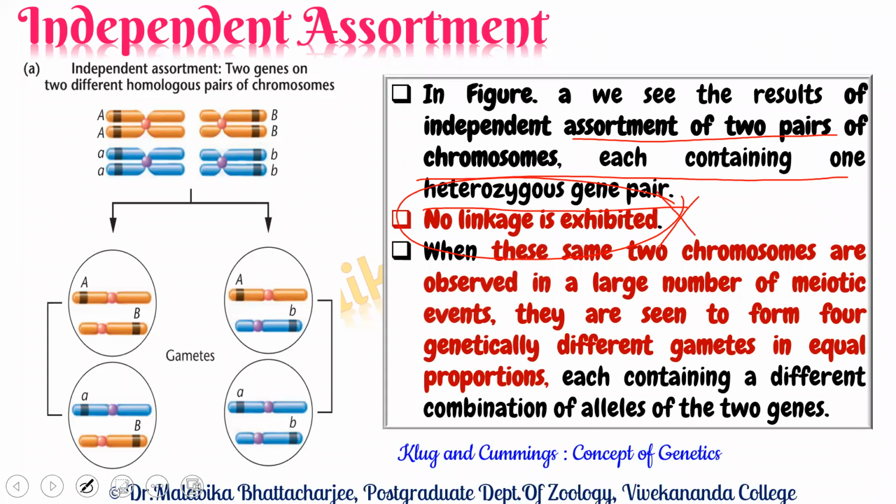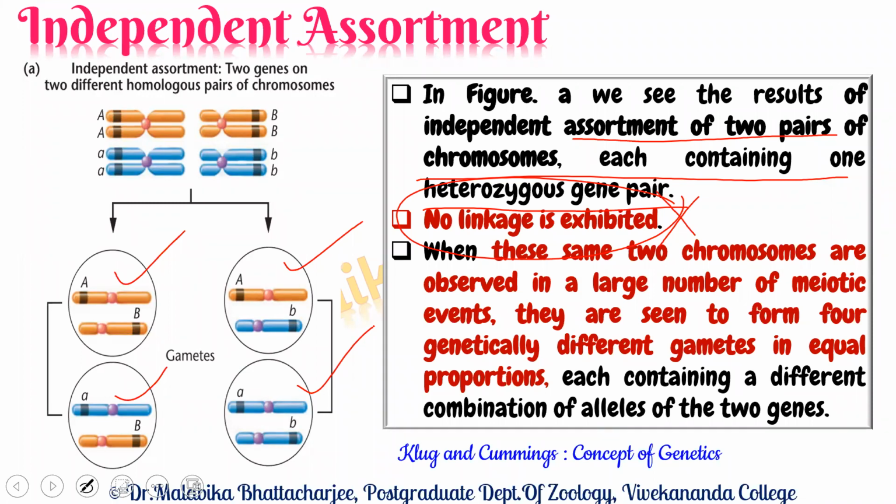But when the same 2 chromosomes are observed in a large number of meiotic events, they are seen to form 4 genetically different gametes in equal proportions. We have capital A capital B, small a capital B, capital A small b, and small a small b. These were the 4 gametes that were symbolized by Mendel when he did his dihybrid ratios.